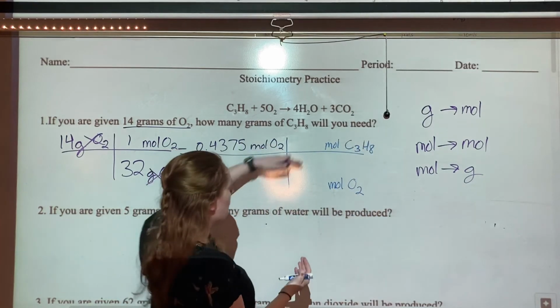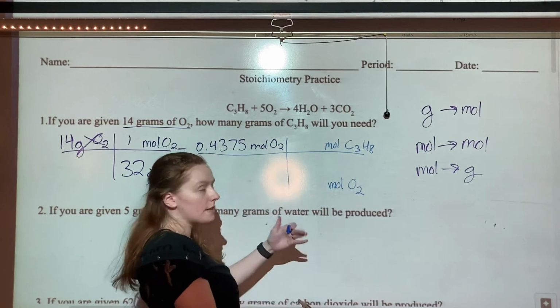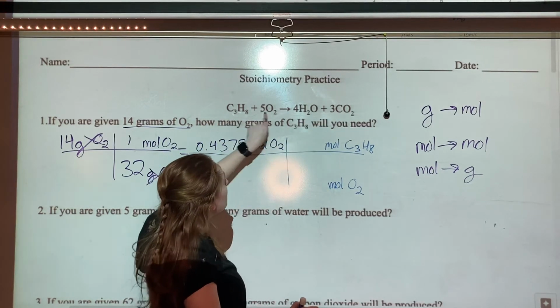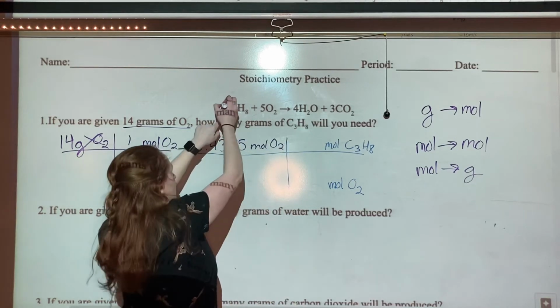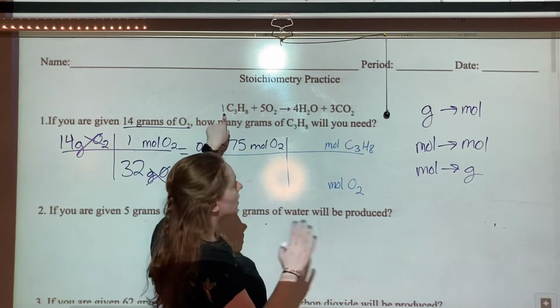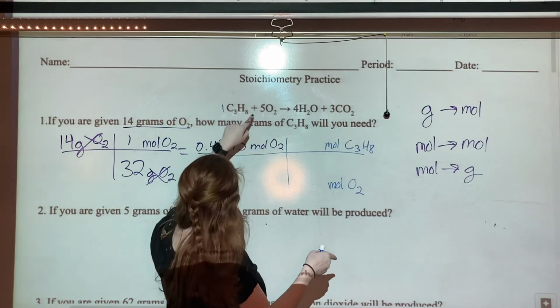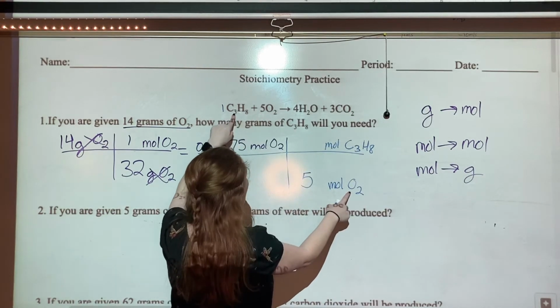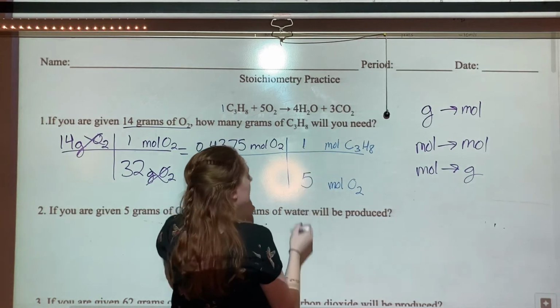Now, the problem is what numbers go here? Well, the way we find that is we just look at our chemical formula up top. And whatever our coefficient numbers are, and in this case there's an invisible 1 right there, whatever the coefficient number is, that's what goes in the blank. So this should be a 5 from the formula here, O2, and C3H8 will have a 1.